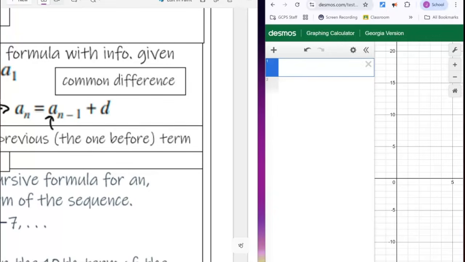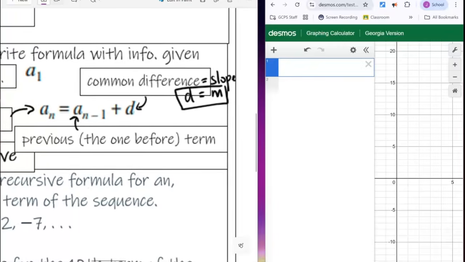And we're going to write this again. What is the common difference in equations equivalent to? It's equivalent to slope. So once again, write this down. Common difference is slope. d is equal to m. This is a very important concept that we're going to keep saying over and over.